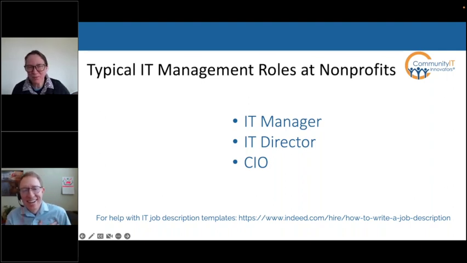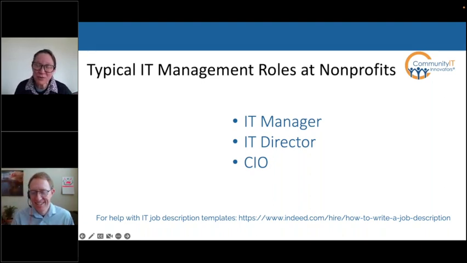Yes, sure. And I just want to make sure that people, if you are trying to staff up internally, I included this little link here, but you can find job descriptions for all kinds of different IT roles on Indeed. They have a lot of different templates and examples. But I think you touched on it a little bit: after you get to a certain size, you're going to look at either needing an IT manager, an IT director, even a CIO if you're a large enough organization.